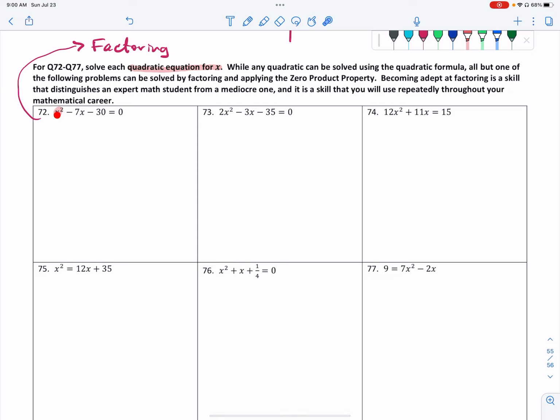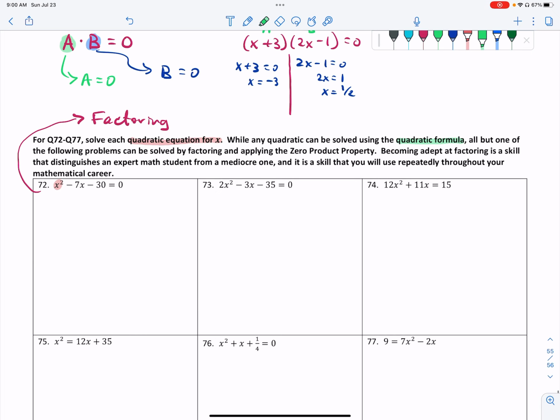Now this has a quadratic term, it has a linear term, and it has a constant term. Constant means that it does not change. It is a set number, right? Okay. Well, any quadratic equation can be solved using the quadratic formula. Quadratic formula is this guy right here.